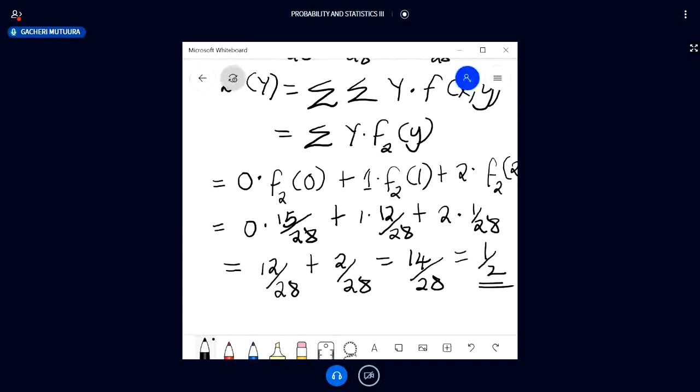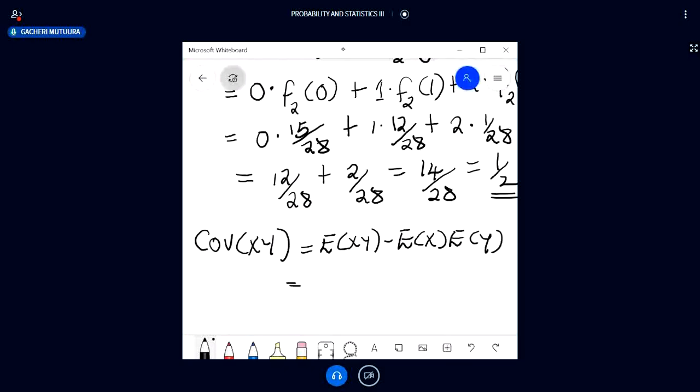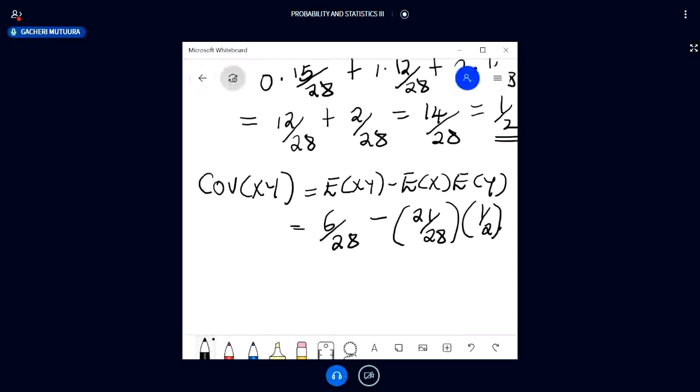So now we have our covariance of xy. Since we already have the expected value of xy, and we have the expected value of x and the expected value of y, we're just going to take that 6 out of 28 minus, we had 21 out of 28 times a half. And that will be the covariance for that particular output. What do you get?